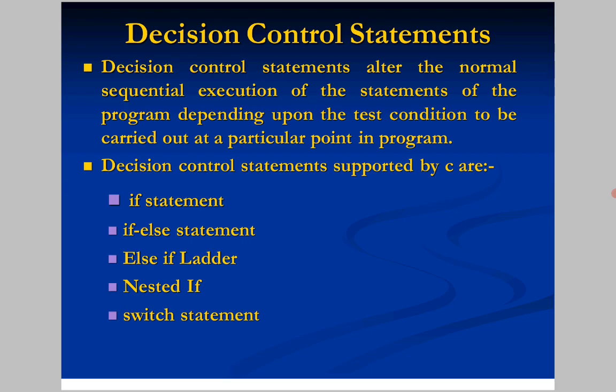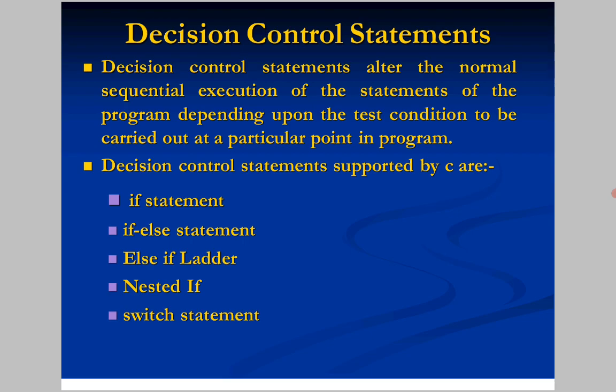So what are the different types of decision control statements supported by C? If statement, if else statement, else if ladder, nested if, and switch statement. So there are five different decision control statements.